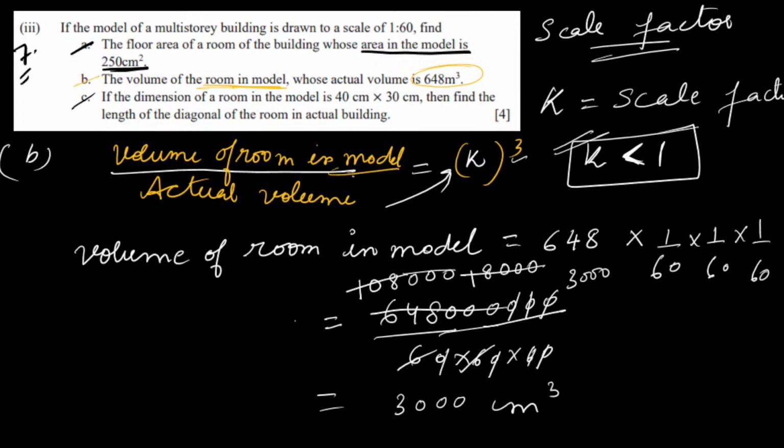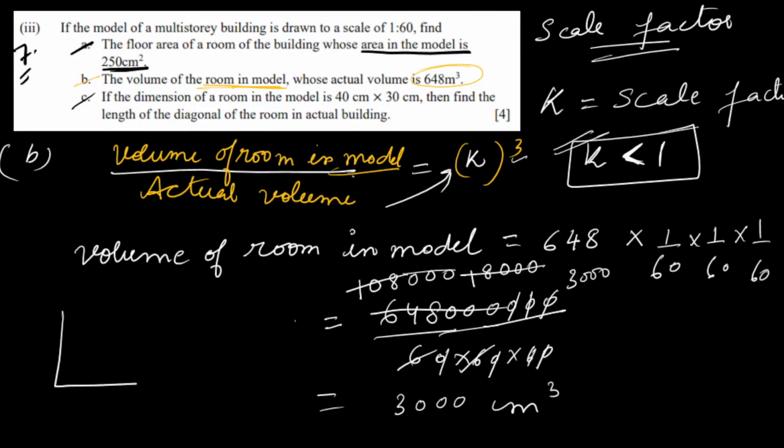See, if anyone is getting a different answer, you can tell me, but I think you will get 3000. I did some cancellation here and I got the answer. Next one: if the dimensions of a room in the model is 40 centimeter is to 30 centimeter, that means some rectangle's dimensions they have given. Find the length of the diagonal of the room in the actual building. So how do we have to do this one?